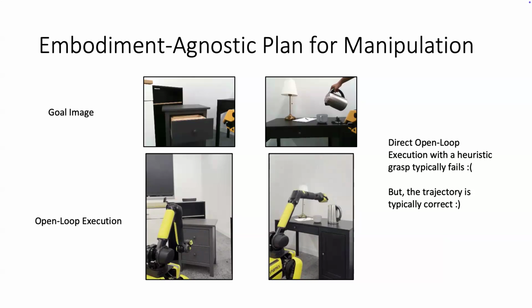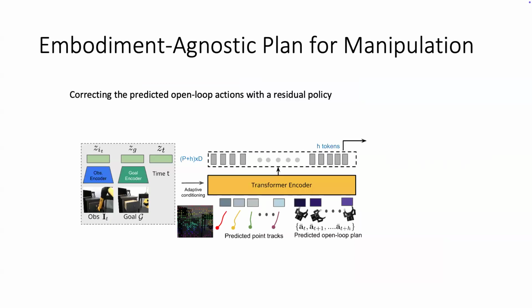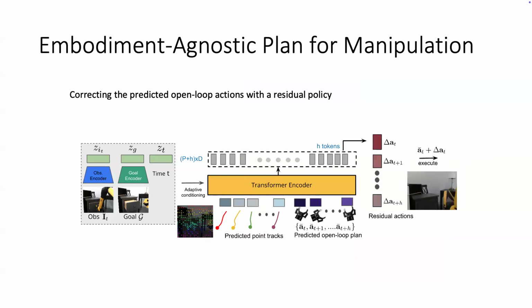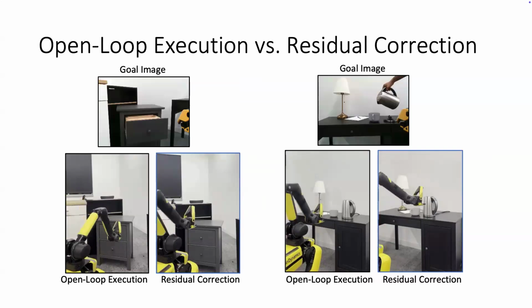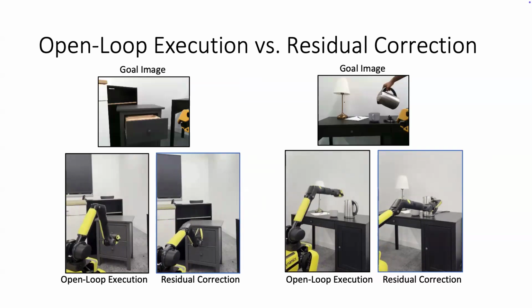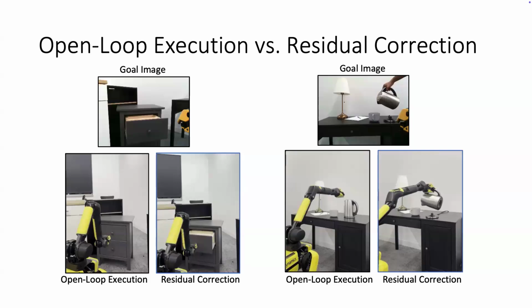So we learn a residual policy on top, and the residual policy is learned with this data set. Given the predicted track points and the open loop plan, the goal is to predict the residual actions, which will help us achieve the goal. And so now with this residual policy, you can see the robot is able to grasp the drawer and pull it. Similarly, the robot is now able to grasp the jug and pour from the jug as well with this residual correction.